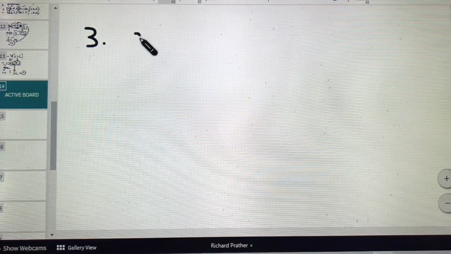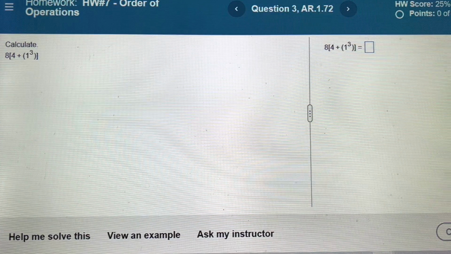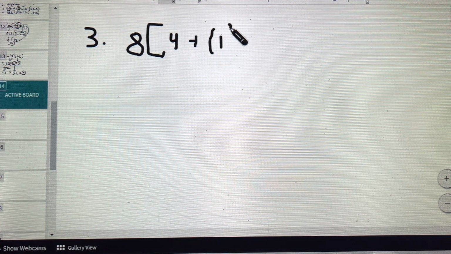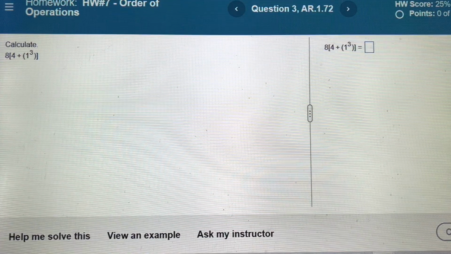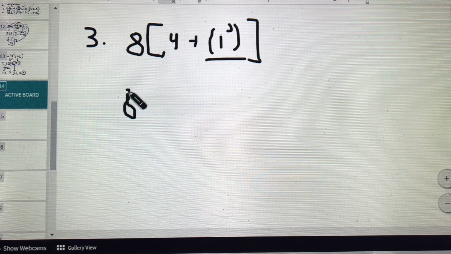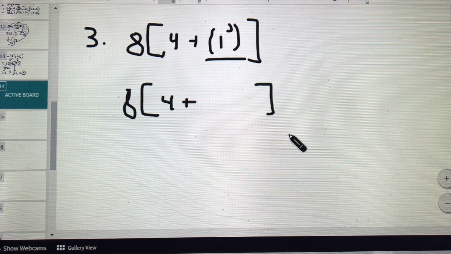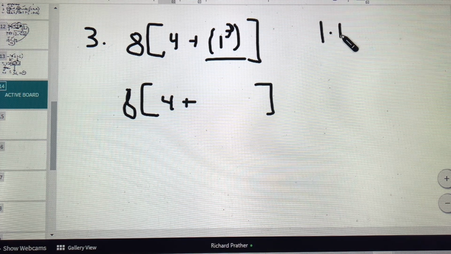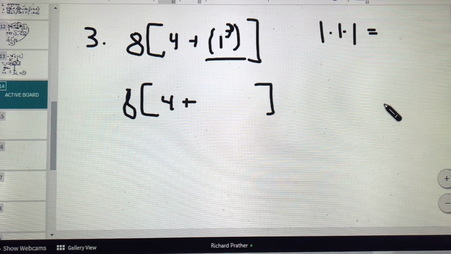So 8 times 4, plus 1 cubed, and we got a parenthesis and a bracket. So we would do the innermost parenthesis first, rewrite everything else. 1 to the third power. 1 to the third power literally means 1 times 1 times 1. But you can multiply 1 by itself as many times as you want, and the answer is still 1.